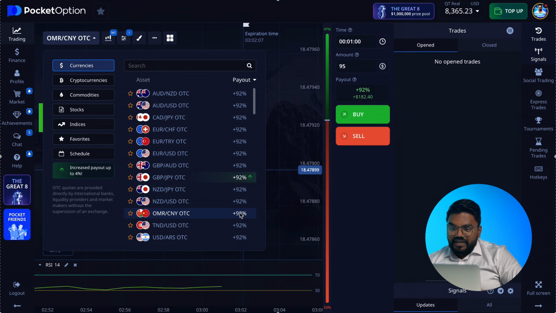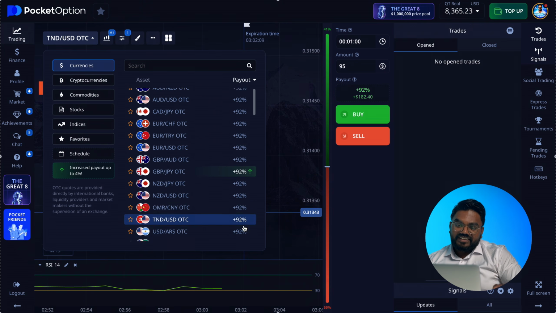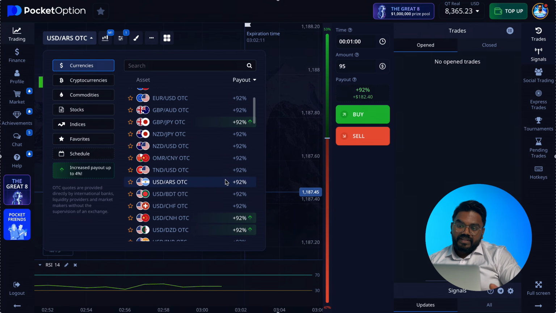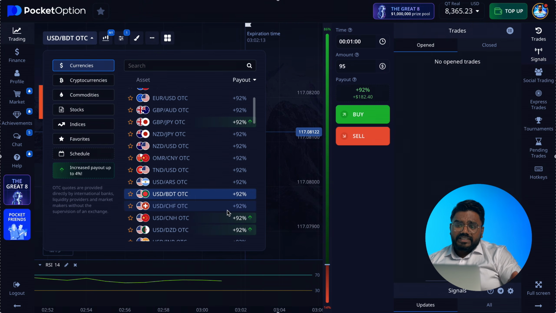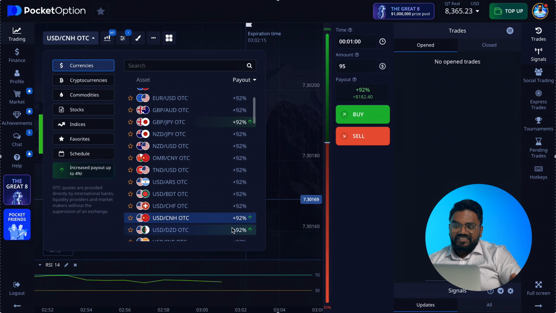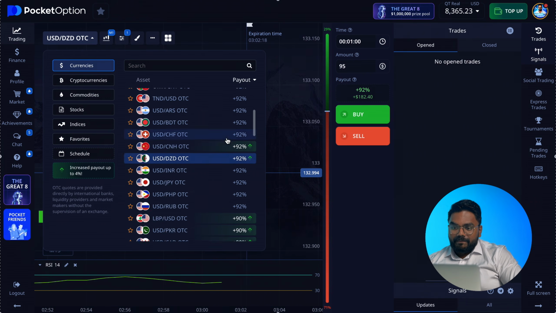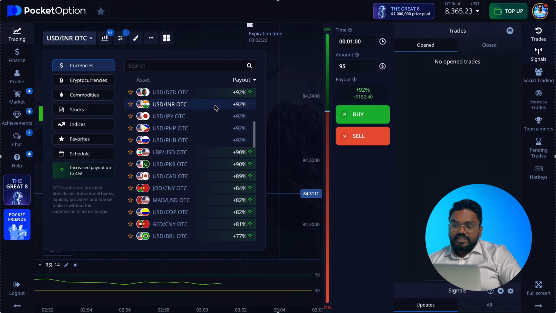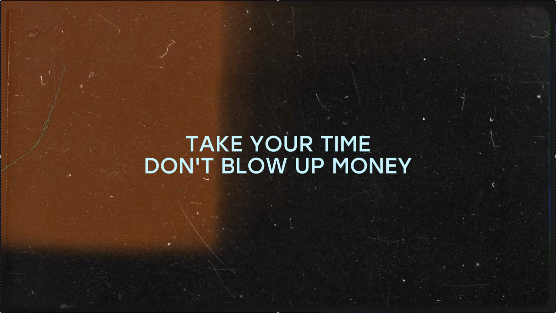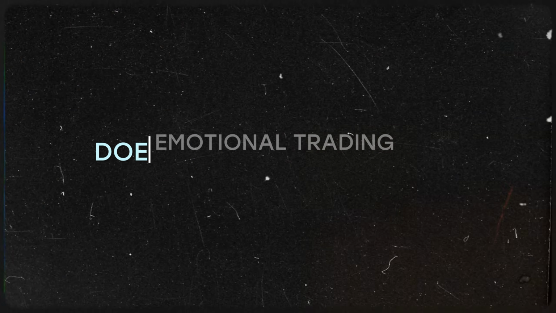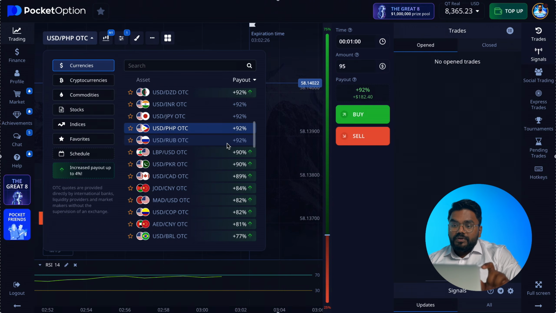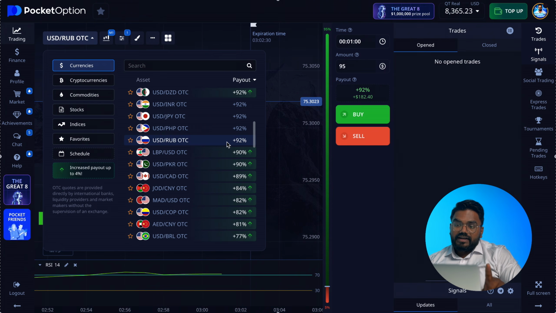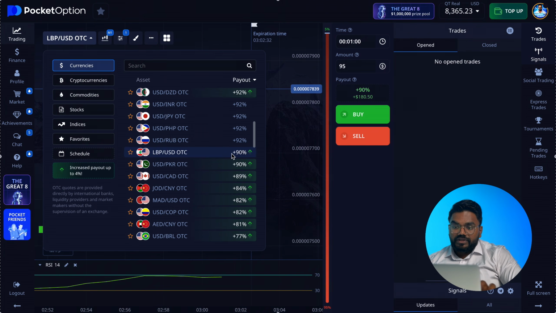We're just riding the car. There's no momentum, guys. It seems everything is straight and flat. Analyze it, guys. Take your time. Don't blow up your money. That's all I'm talking about. Emotional trading doesn't belong in trading. You need to use your brain and your time in order to trade. The heart and emotions shouldn't be involved here.